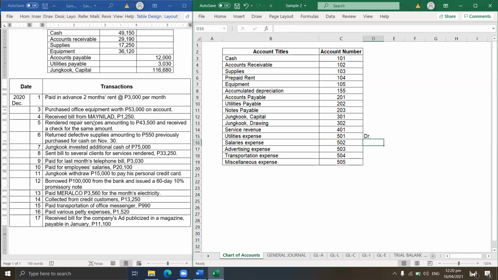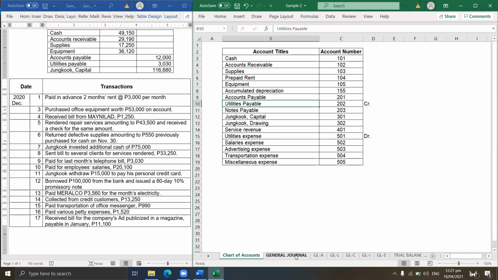Binayaran na ba? Hindi pa naman kasi na-receive pa lang yung bill. So since we have just received the bill, so it will be a credit to utilities payable. So ang journal entry natin is debit utilities expense and credit utilities payable.